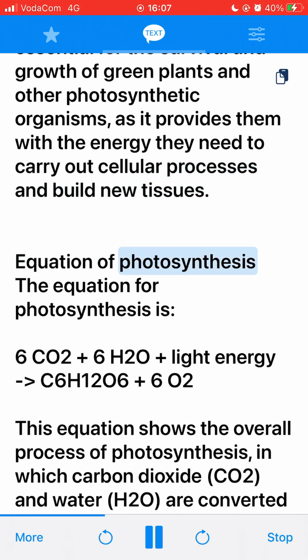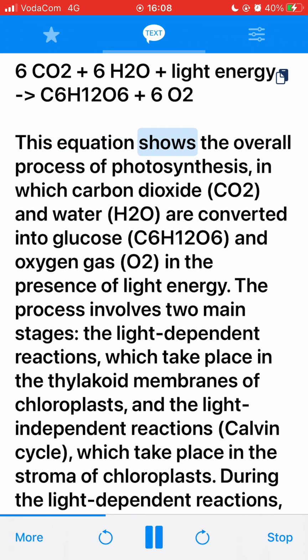Equation of photosynthesis. The equation for photosynthesis is 6CO2 + 6H2O + light energy → C6H12O6 + 6O2. This equation shows the overall process of photosynthesis, in which carbon dioxide, CO2, and water, H2O, are converted into glucose, C6H12O6, and oxygen gas, O2, in the presence of light energy.